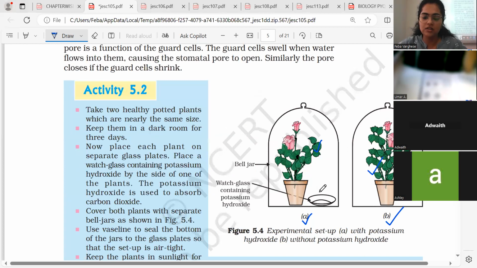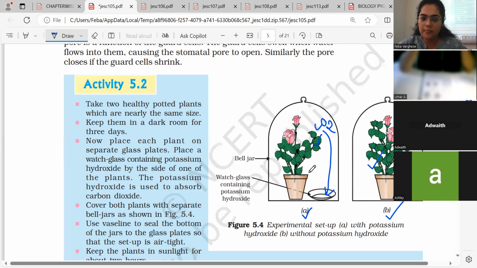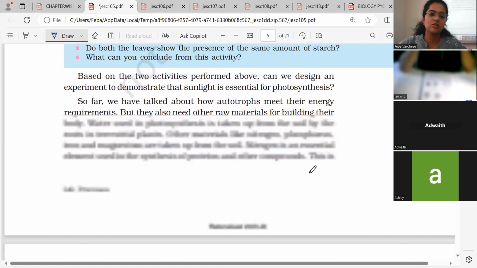Advait, in this activity, what have we done? We have taken a watch glass that contains potassium hydroxide. What is the peculiarity of potassium hydroxide? It can absorb carbon dioxide. And you have placed this plant inside the bell jar. Suppose there are 10 carbon dioxide molecules in this bell jar. They will all be absorbed by the potassium hydroxide, and you're making sure that there is no entry of carbon dioxide into this chamber again. So you're cutting the supply of carbon dioxide, because of which photosynthesis is not going to happen. Clear, Advait? Yes, ma'am.